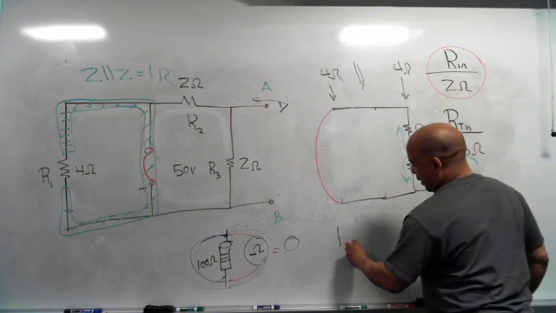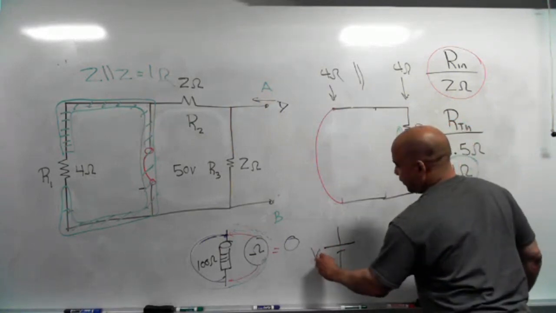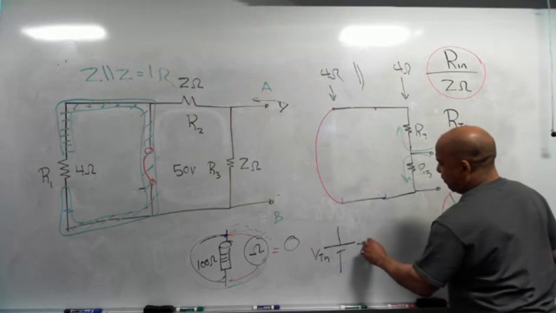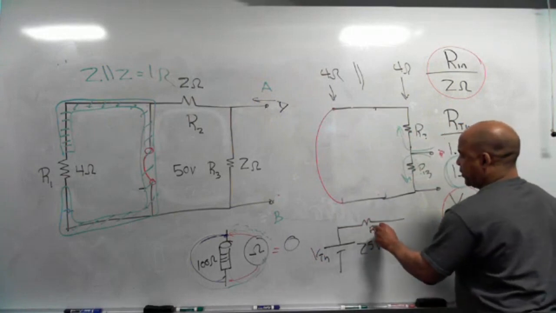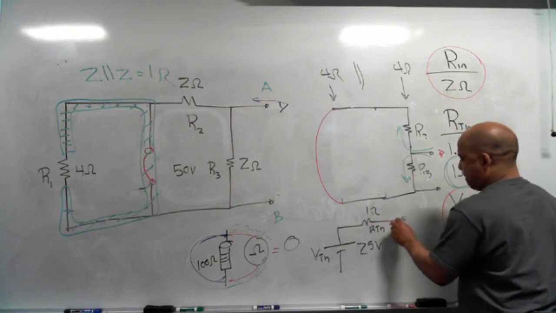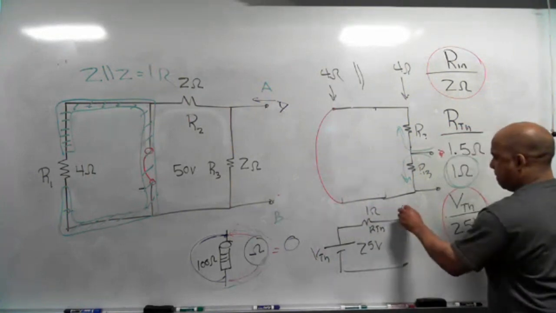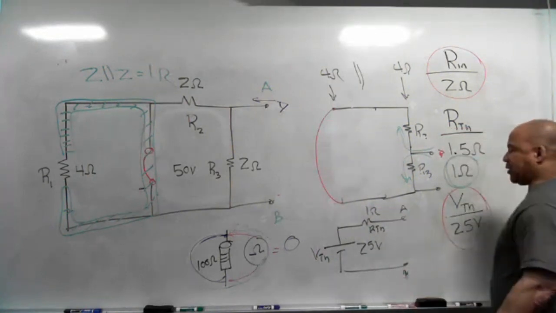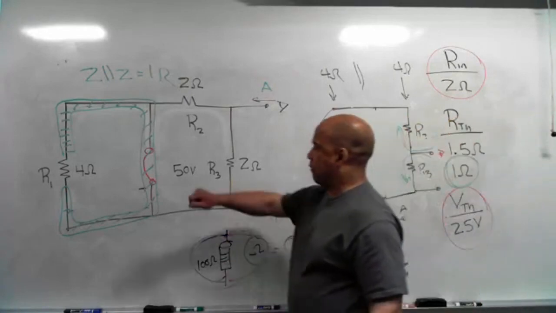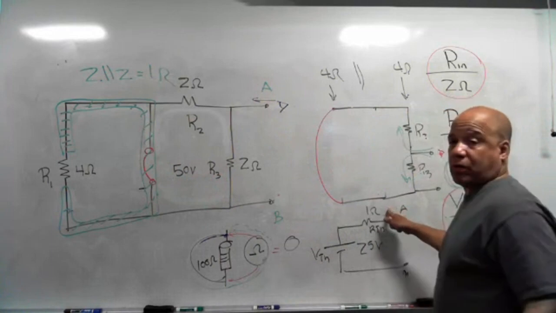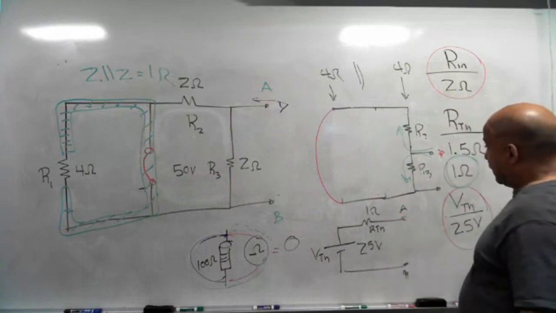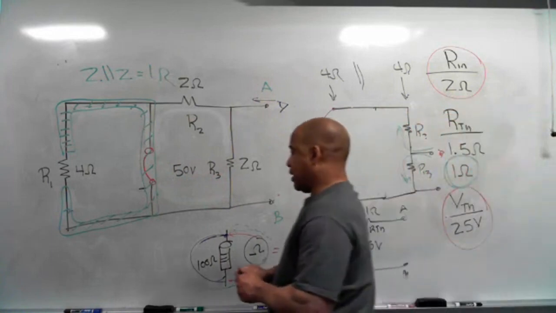So my Thevenin circuit: VTH 25 volts, RTH 1 ohm. And if I want maximum power to be transferred from that 50-volt battery to whatever my load is, I've got to make that load equal to 1 ohm. That's a pretty good problem.